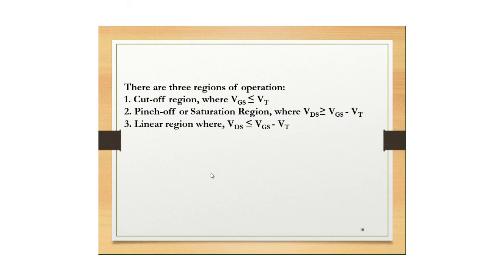Then the MOSFET is used in switching applications in the linear region. Linear region is what? Where VDS is less than VGS minus VT. In the linear region, what happens? Due to high drain current and low drain voltage, they are used in switching applications.